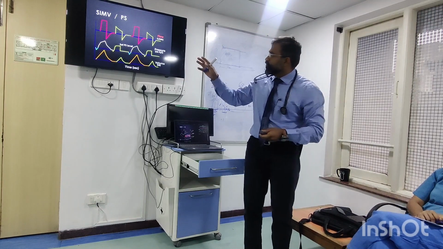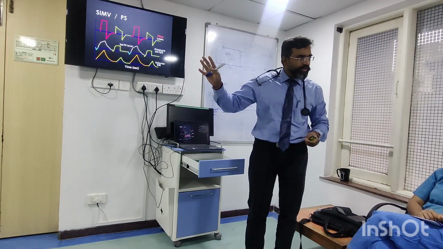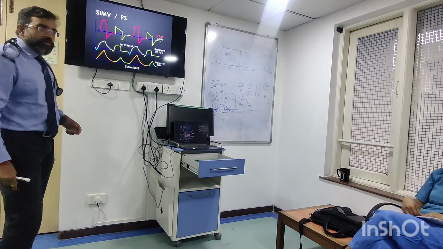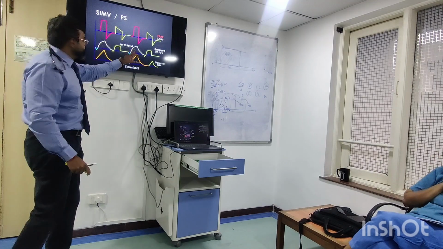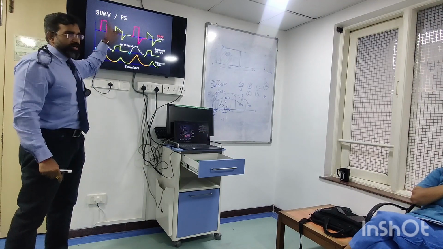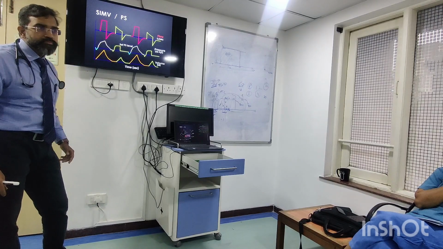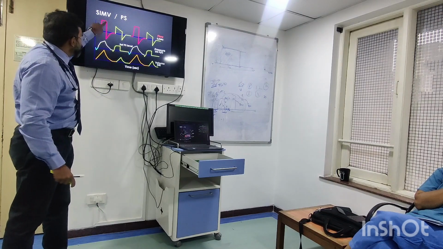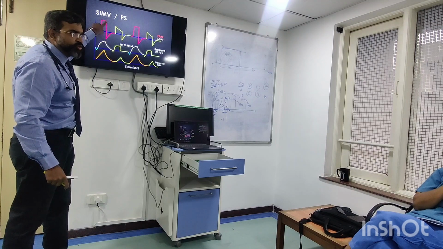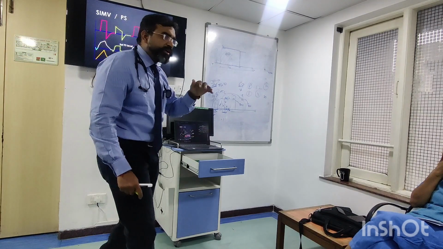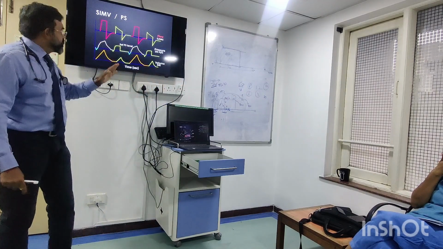Okay, so the trigger is done. What is the limit here? Volume limit. Because you're seeing this volume should be the same, and the clue here is the flow being constant. Cycling is time cycle, because you have decided that at this point the machine should go to expiration. This is going back to expiration. Clear?